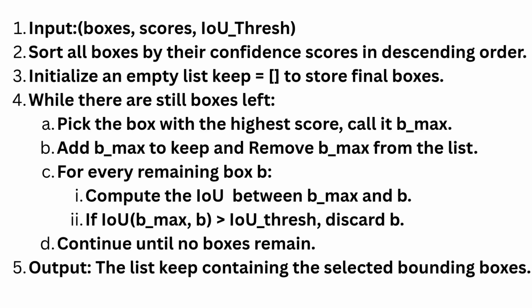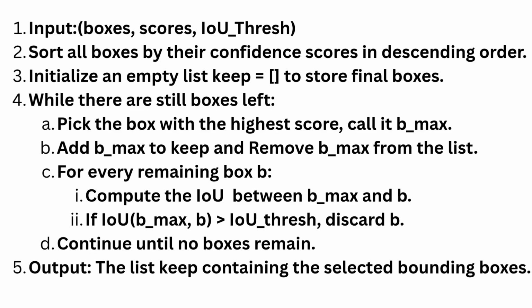Second step is sorting. All boxes are sorted by their confidence scores from highest to lowest. The next step is to initialize a list with the name keep to store our final selected boxes. Then comes a loop. Pick the box with the highest score, let's call it Bmax, add this to our keep list and remove it from the list of the boxes.